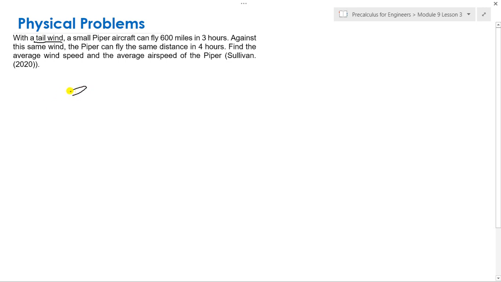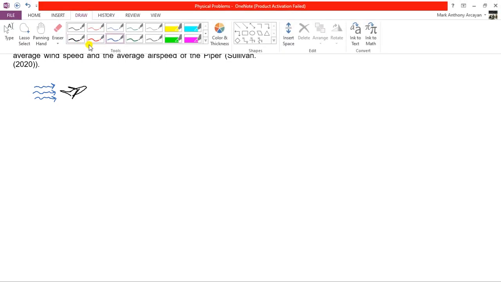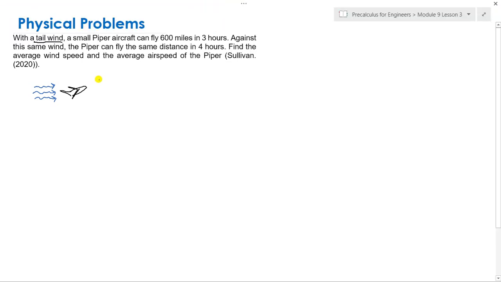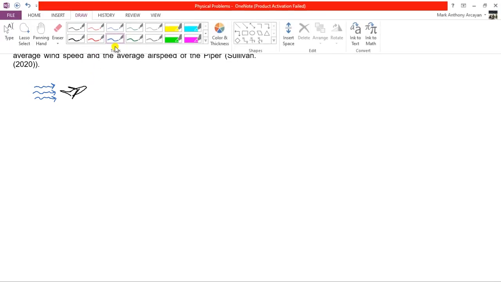So let's say this is the Piper aircraft. It has a tailwind, meaning our aircraft is traveling along with the wind. The wind is at its back, a tailwind. With a tailwind, the time it takes to travel 600 miles is just 3 hours.